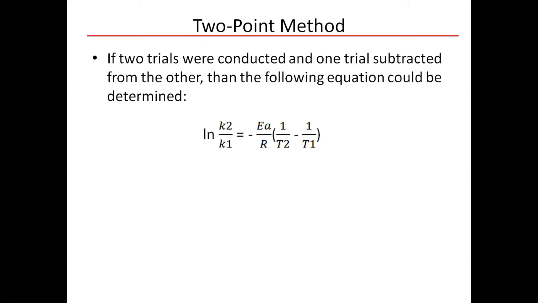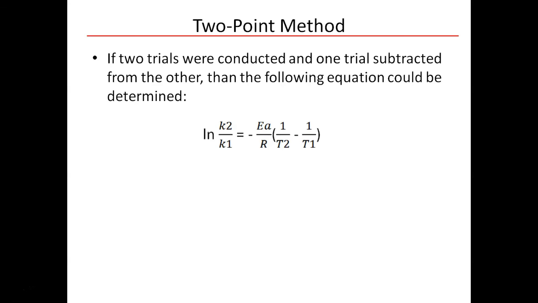Now, our second method for determining our activation energy is a two-point method, where I would take one trial and subtract it from the other. And in doing this, I end up with this derivation of the equation. Now, the key to understanding this is, regardless of what trial you call what, when you're substituting in the equation, the higher temperature is always T2. So therefore, the rate law constant that goes with the higher temperature is always K2.